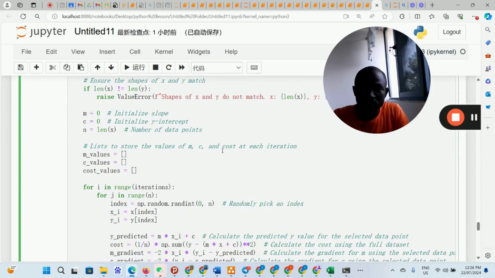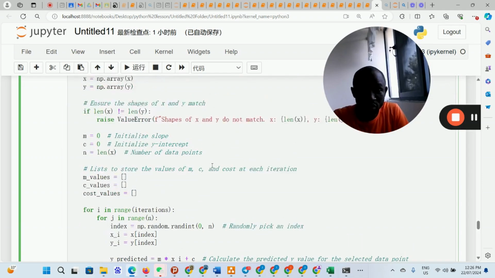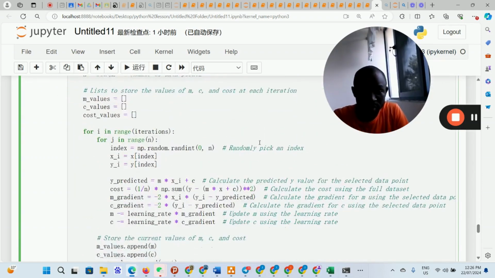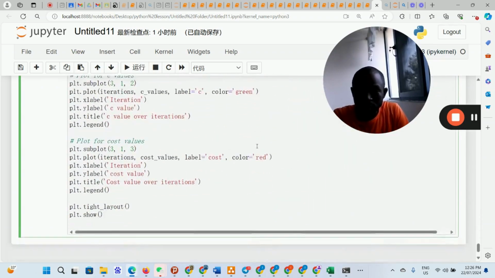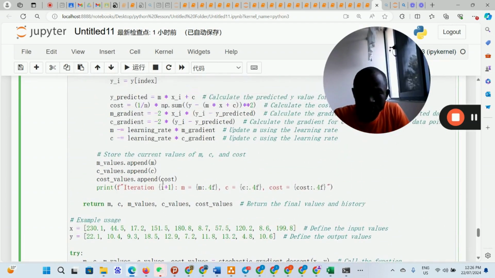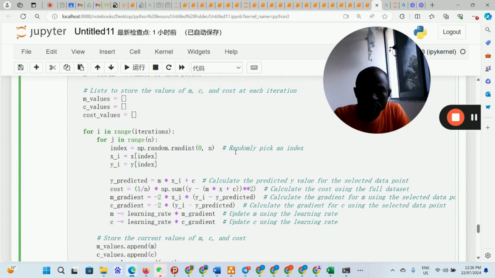Then with this one, we are going to see how it looks if we alter this learning rate. At this point, this is where we have a change. We randomly pick an index between 0 and n. The other one takes everything, but this one randomly picks the index.